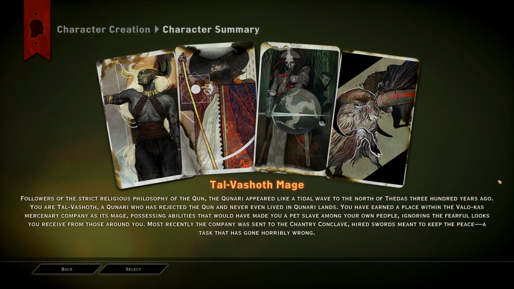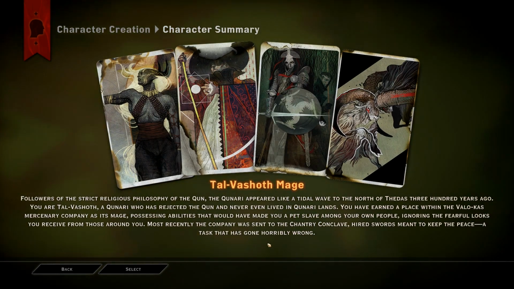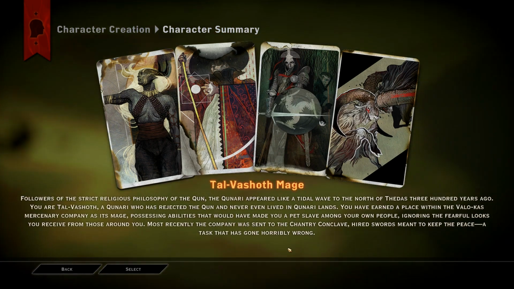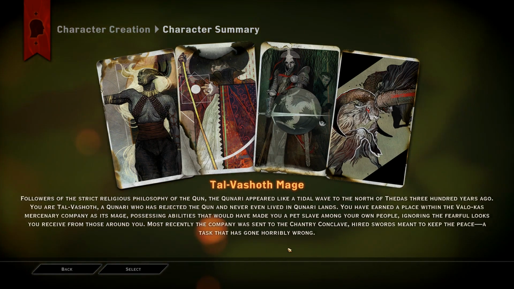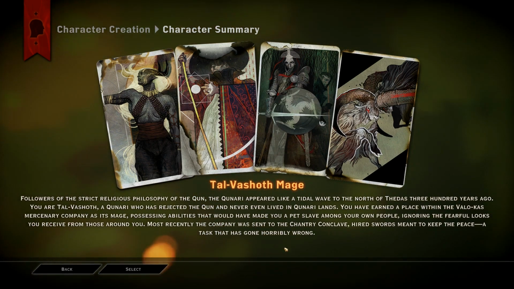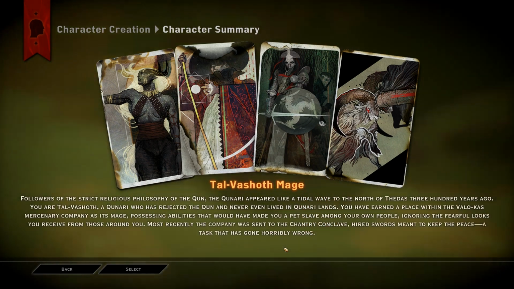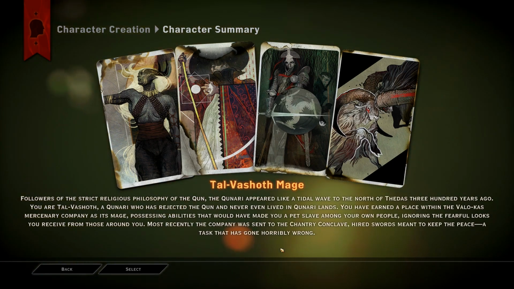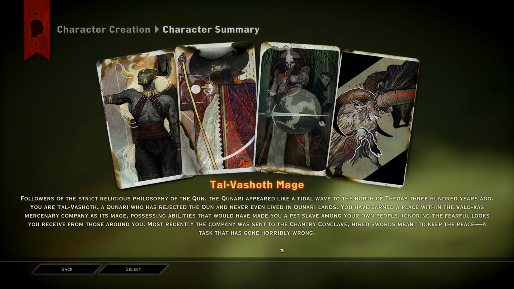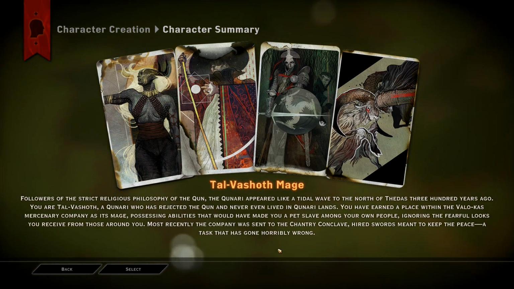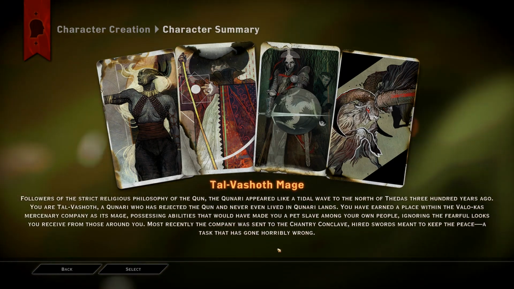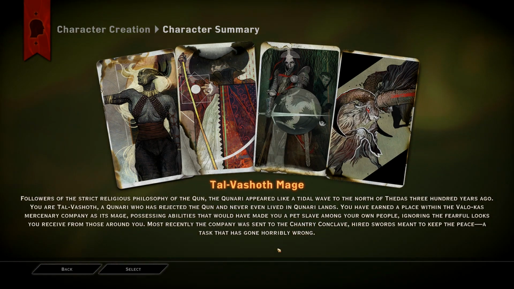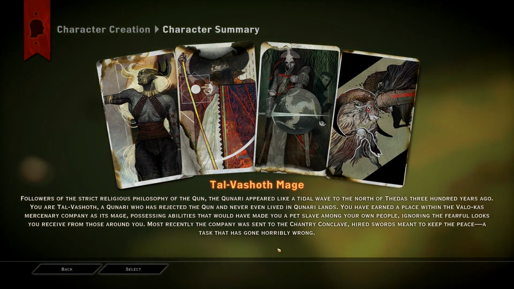Alright, so we're going to be playing as a Tal-Vashoth mage, followers of the strict religious philosophy of the Qun. The Qunari appeared like a tidal wave to the north of Thedas 300 years ago. You are Tal-Vashoth, a Qunari who has rejected the Qun and never even lived in Qunari lands. You have earned a place within the Valo-Kas mercenary company as its mage, possessing abilities that would have made you a pet slave among your own people, ignoring the fearful looks you receive from those around you. Most recently, the company was sent to the Chantry Conclave, hired swordsmen to keep the peace, a task that has gone horribly wrong.